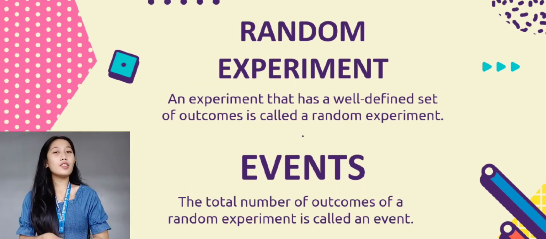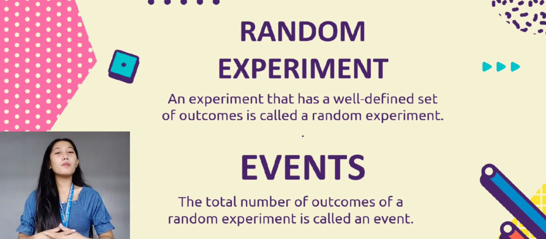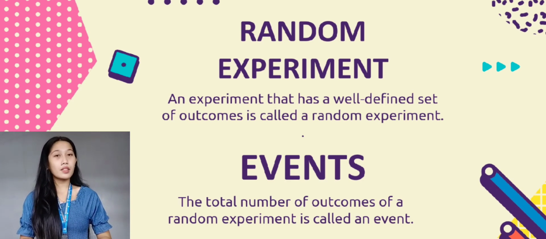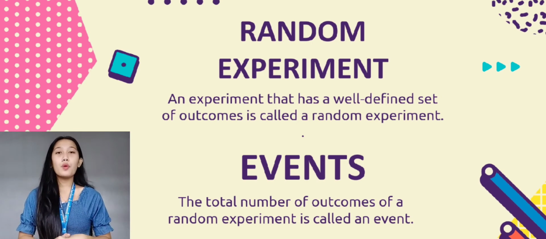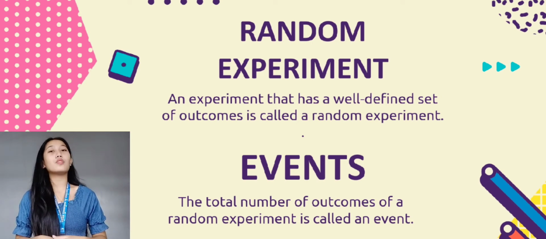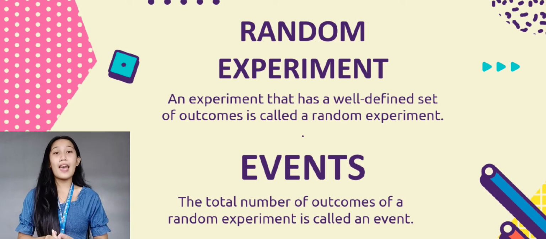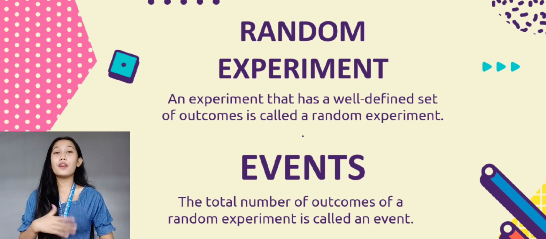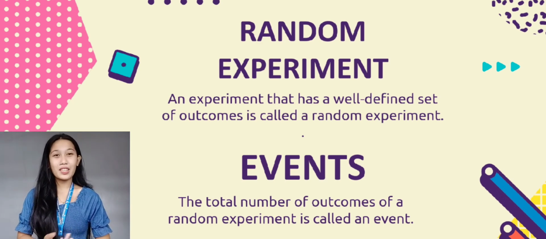Fifth, random experiment. A random experiment is an experiment that has a well-defined set of outcomes. For example, when we toss a coin, we know that we would get a head or tail, but we are not sure which one will appear. Sixth, event. The total number of outcomes of a random experiment is called an event.